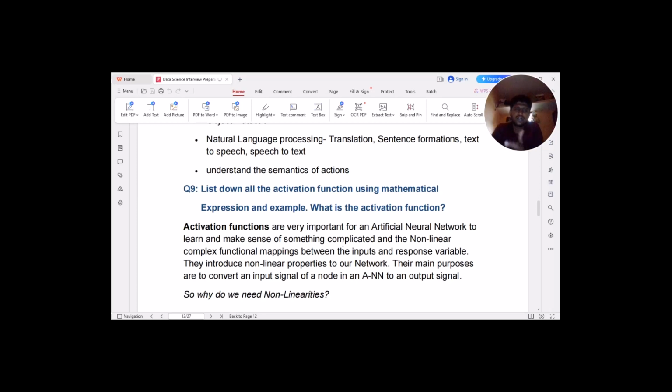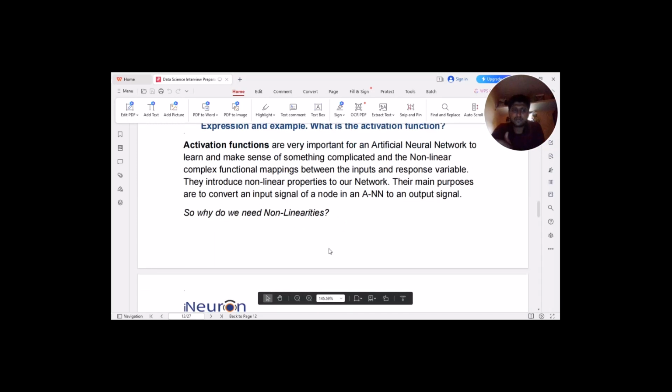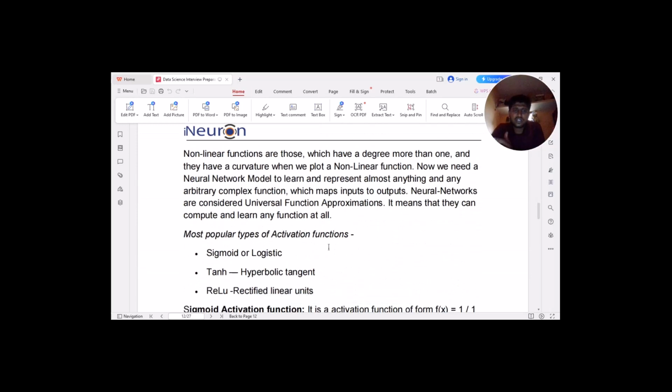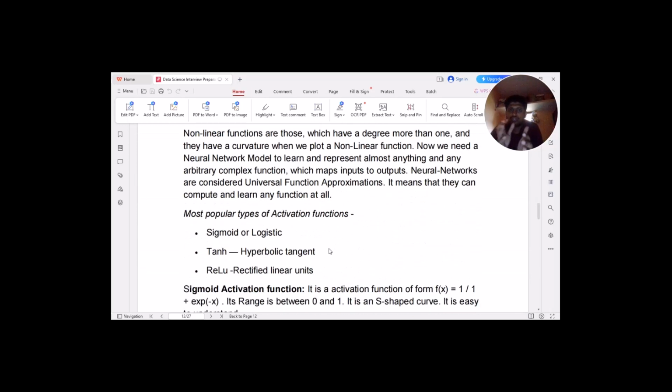So they introduce nonlinear properties to the network. The main purpose is to convert an input signal of a node in an ANN to an output signal. So why do we need non-linearities? That may be a question, right? Nonlinear functions are those whose degree is more than one. Degree means power. Power is more than one, and they have a curvature when we plot a nonlinear function.